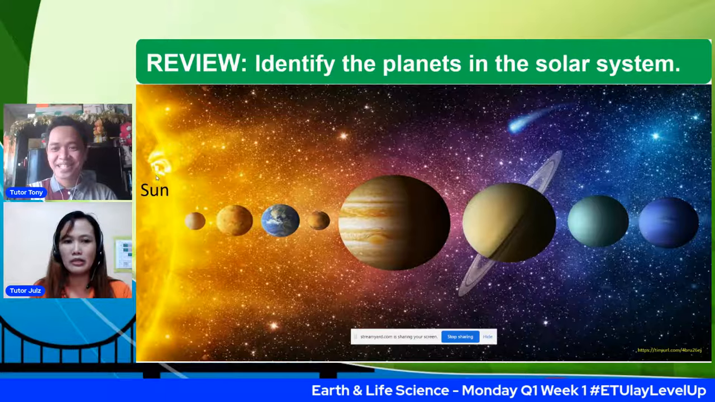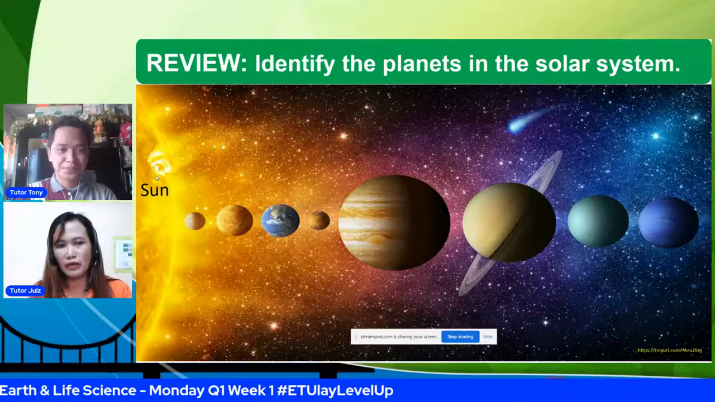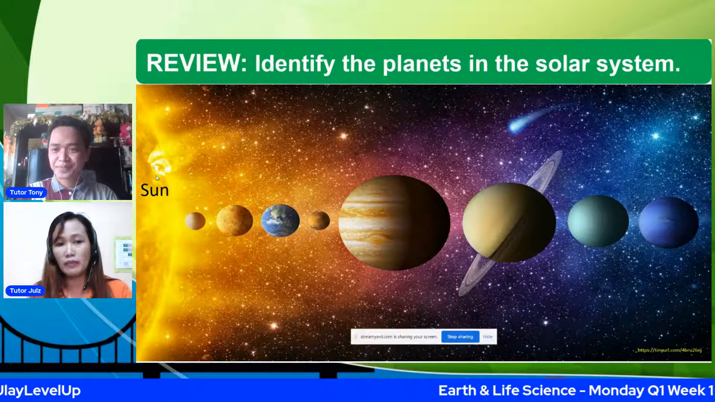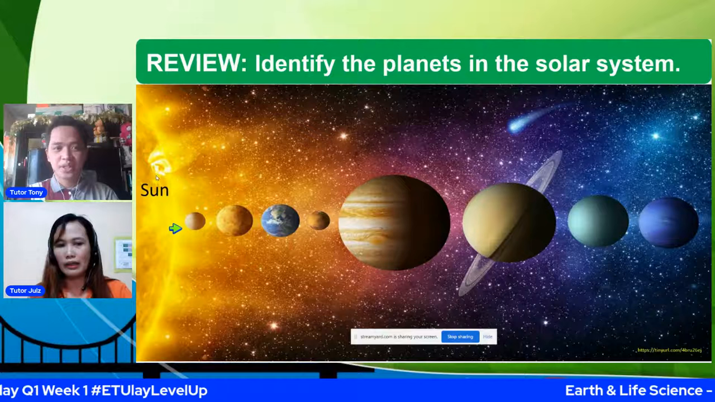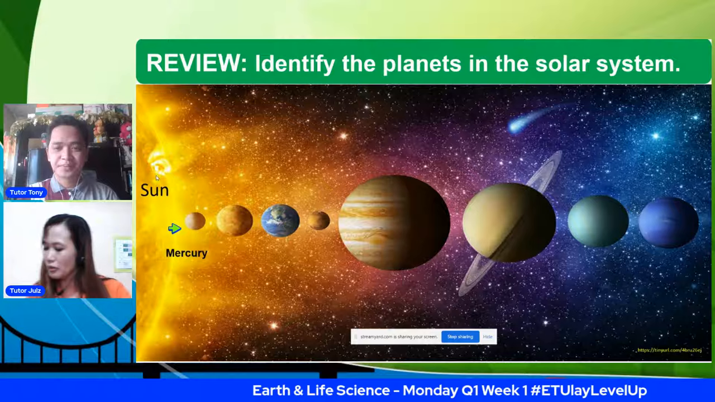If you want to answer in advance, just type 1 for the closest and 8 for the farthest. So let's start with this. Number 1, those who want to participate, number 1. So what planet is that? That is, of course, the nearest to the sun. That is Mercury.